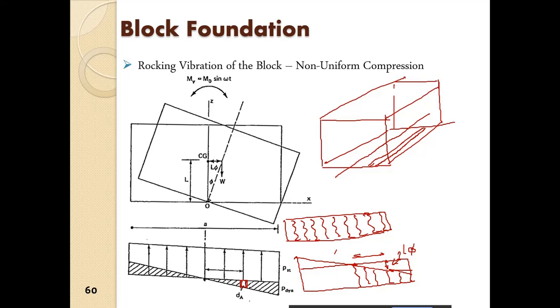So the reaction at this point is C phi into L phi into the area. Okay, so the area at that point is dA. So C phi into L phi is the compression, into the area dA, so that is the force. So what is the moment of this force about this point? That is force into the lever arm again.